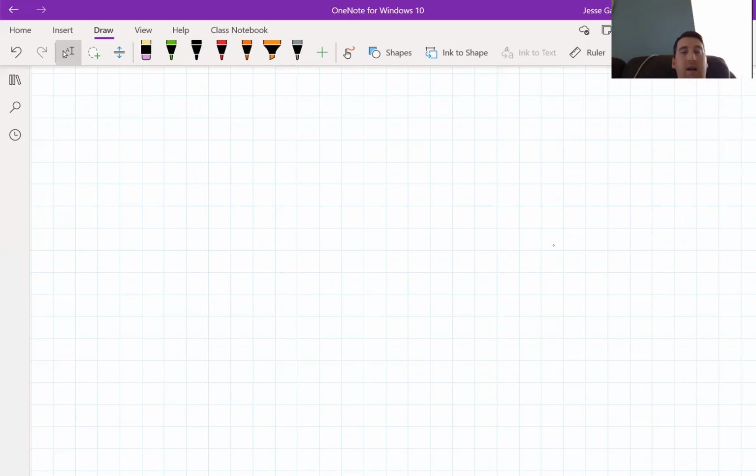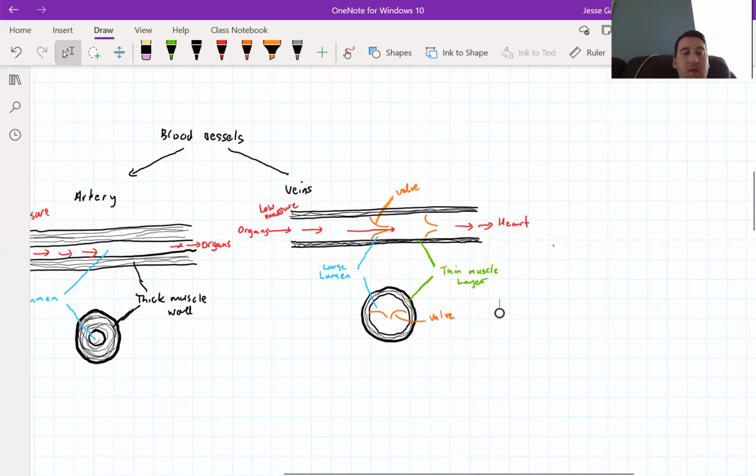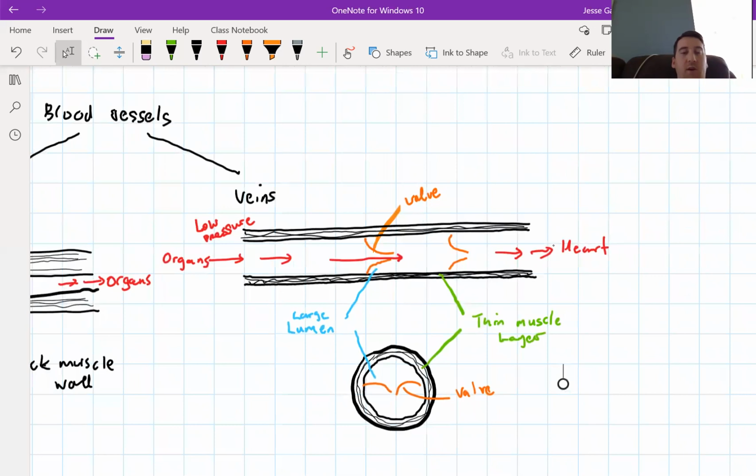Okay, let's have a look. Again, just to point out, we have thin muscle walls, a large lumen, and valves, whose job is to prevent backflow. So you can write that in if you like. Valves prevent backflow, prevent blood going backwards.